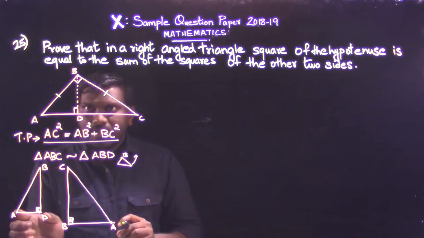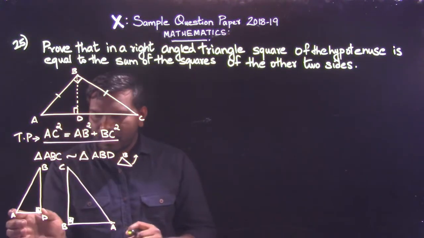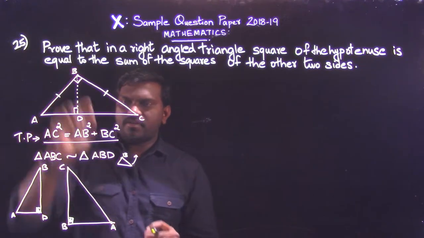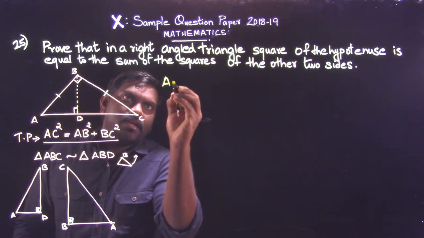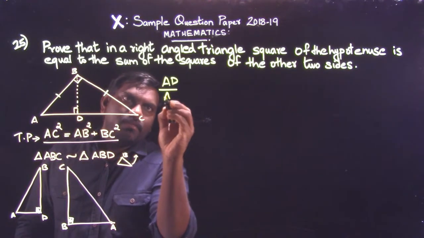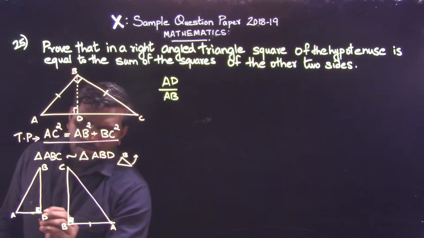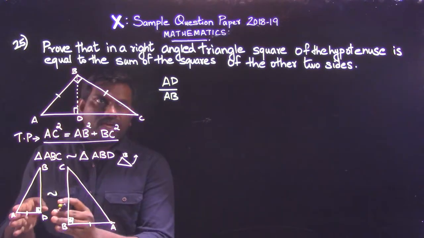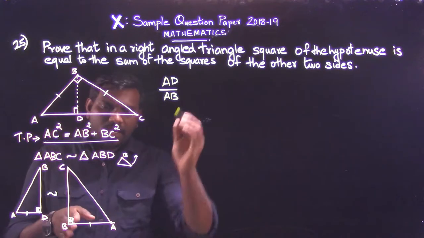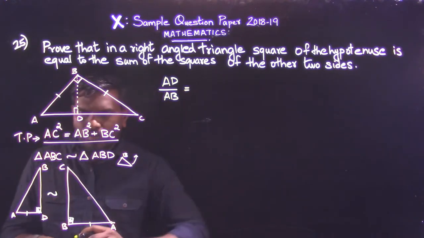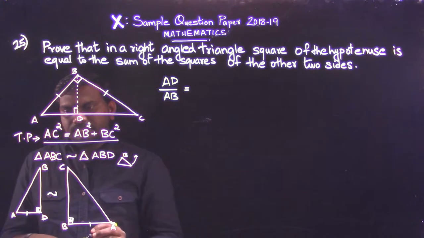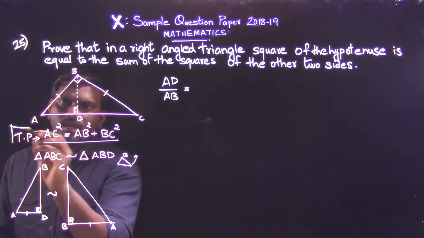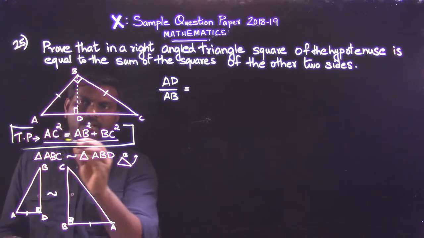Now AD is here, and AD by AB, of this triangle, right? What I'm going to write here is AD by AB, this and this ratio. When they are similar triangles, you can write like this, no? AD by AB is equal to the other ratio, where I'm not taking this BD part. I want AB, because AB is what I have to prove. So I'll take AB's thing.